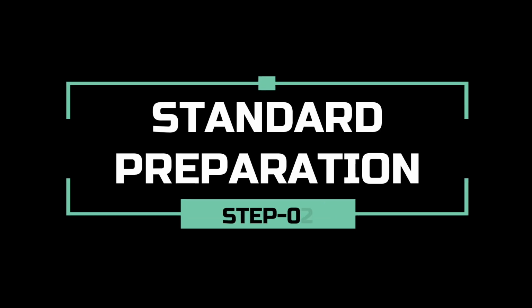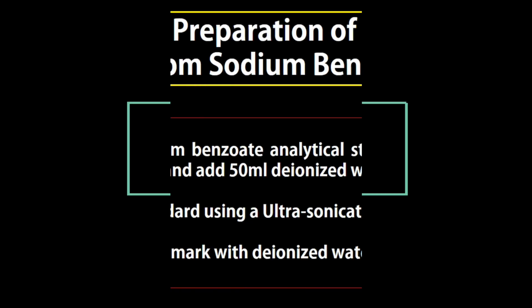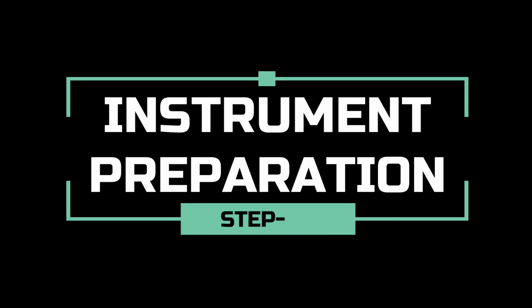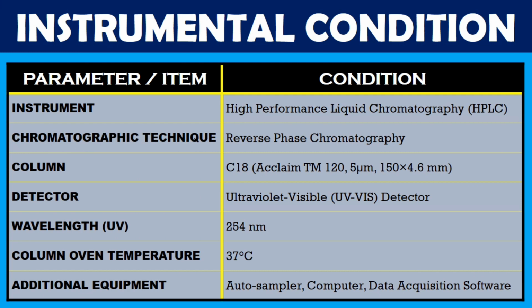Now we will prepare sodium benzoate standard solution. Dissolve 10 mg sodium benzoate analytical standard in deionized water and volume to 100 ml. Let's go for the instrument preparation. Instrumental conditions are shown in the display. So let's set the HPLC system accordingly.